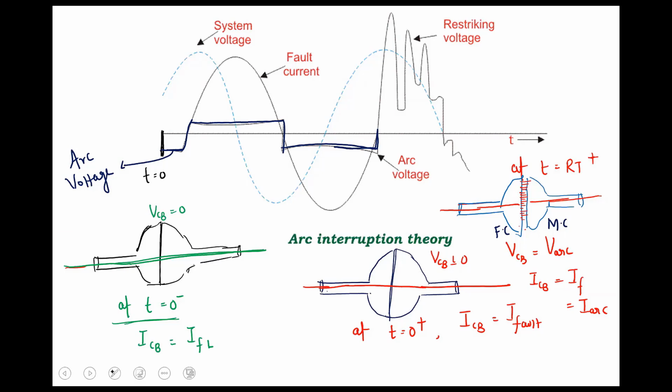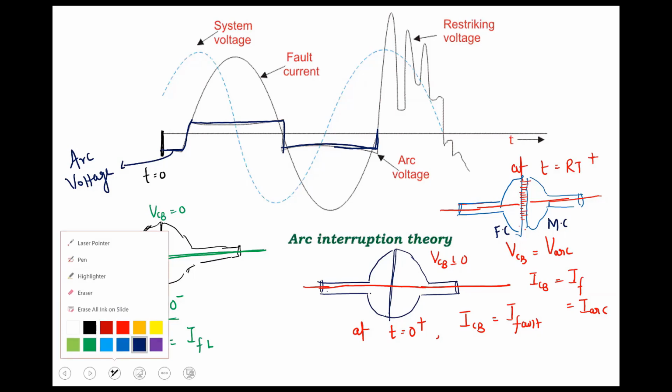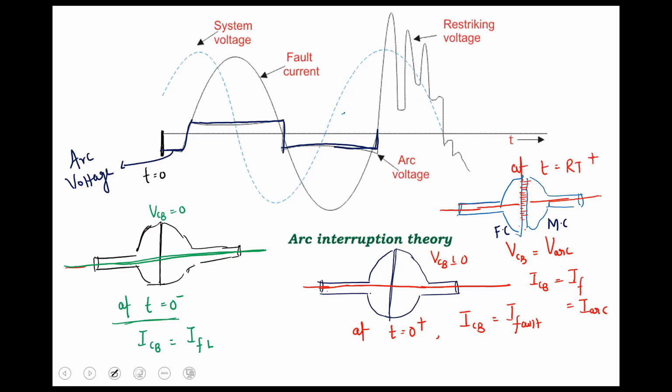The next is the dotted voltage which I am writing. This is the system voltage, that means the voltage of our system, the voltage of the source. Now this red line which I am drawing is the fault current.